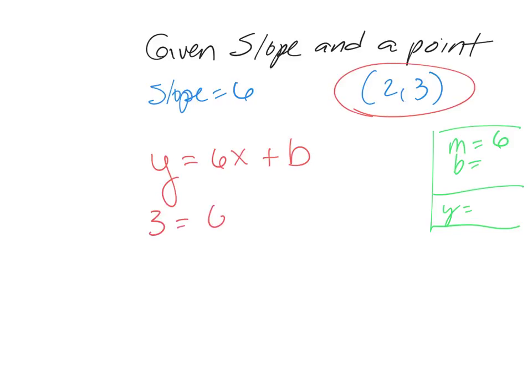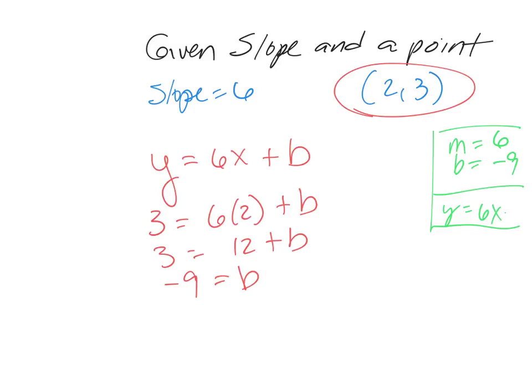3 equals 6 times 2 plus b. 3 equals 12 plus b. b equals -9, I believe. Yes, it does. And I'm ready to write my equation. It's 6x minus 9. And then you put it in. On these, yes, the slope is 6 because it's the guy next to the x. So you know he's right. And you just have to make sure that 2, 3 works in your calculator for the point. So you can check it.